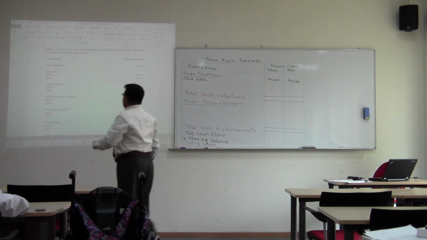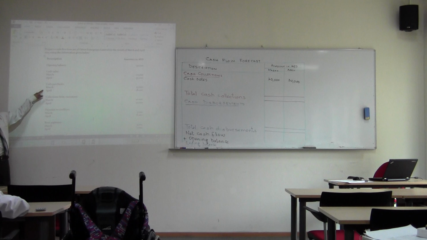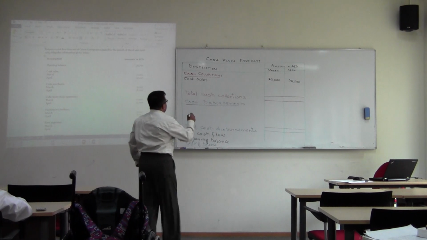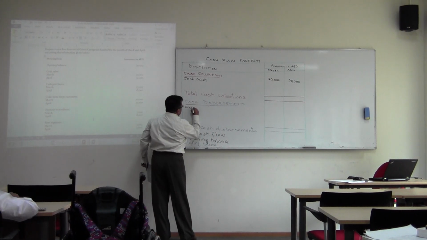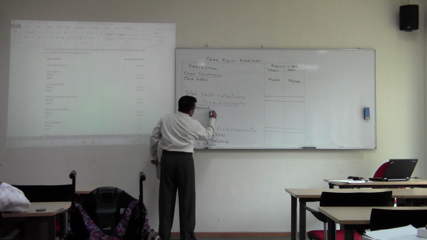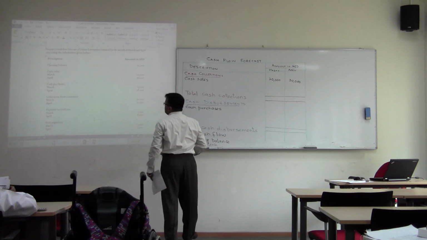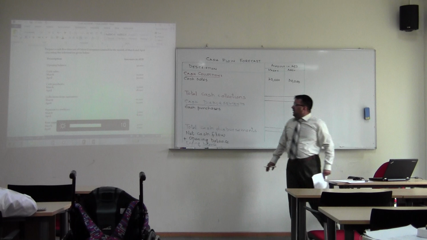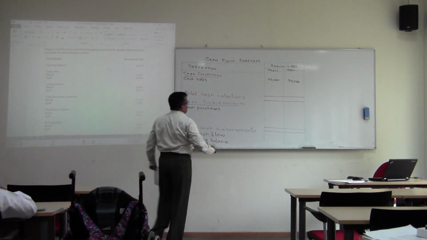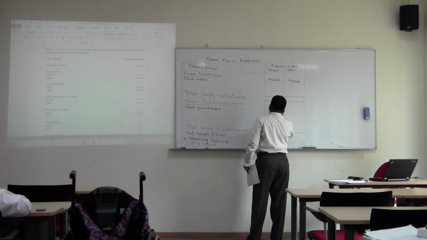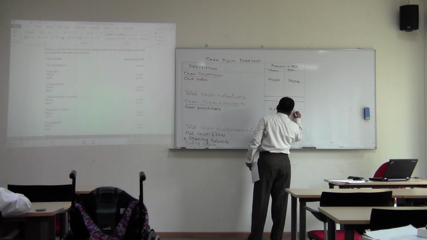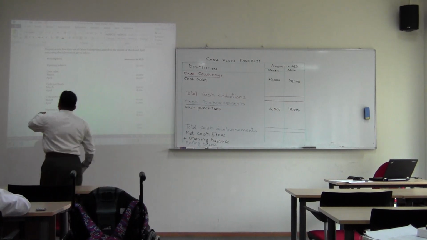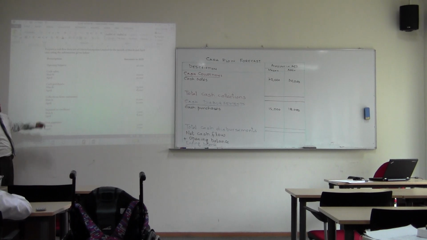Then cash purchases. What is cash purchases? Outflow, because we are paying it. Exactly. So we will put it here, outflow of funds. The cash purchases are 15,000 and the next month is 18,000.